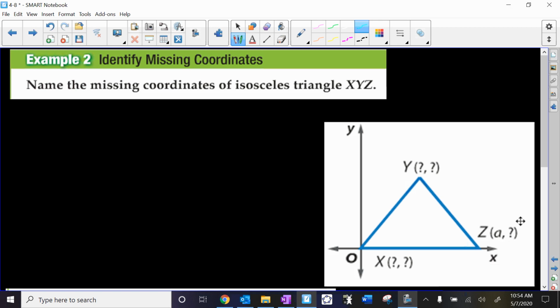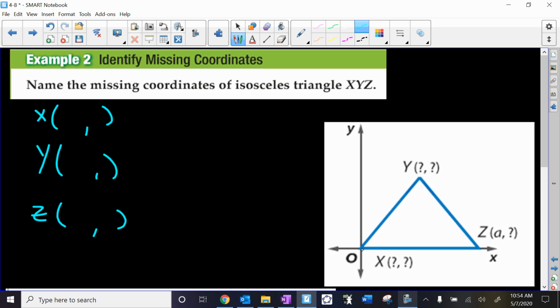Now that we know how to position and label a triangle on a coordinate plane, we're just going to find the missing coordinates of this isosceles triangle XYZ. And we'll do a couple others probably down at the bottom as well. So I need to come up with the coordinates for X, the coordinates for Y, and the coordinates for Z. So we're going to start with X.